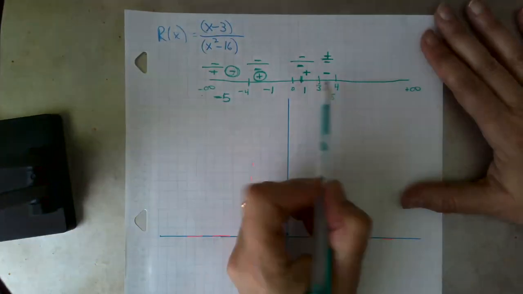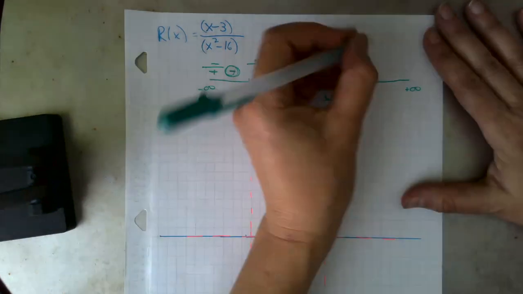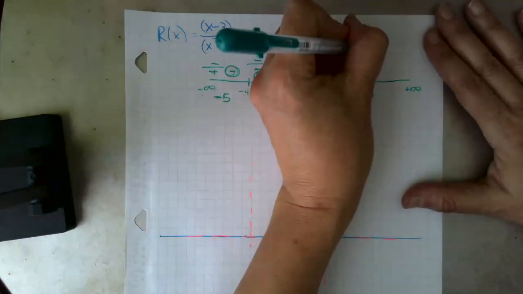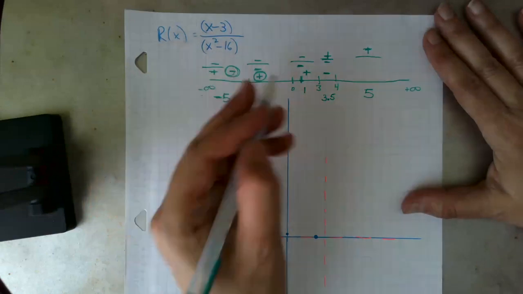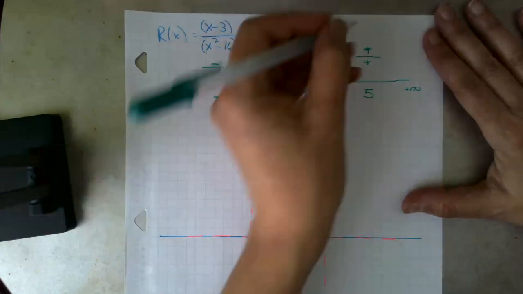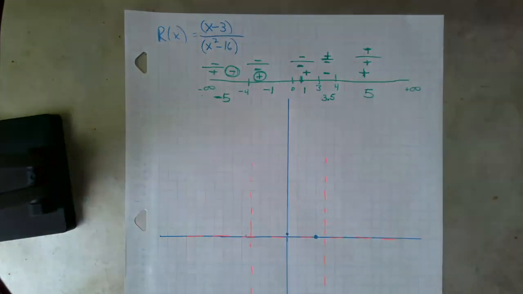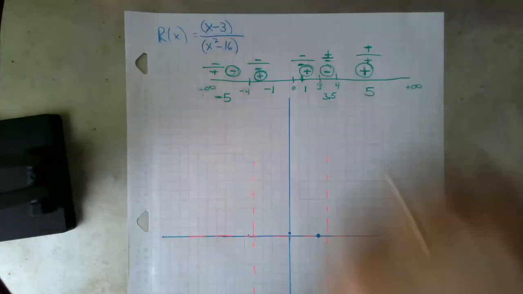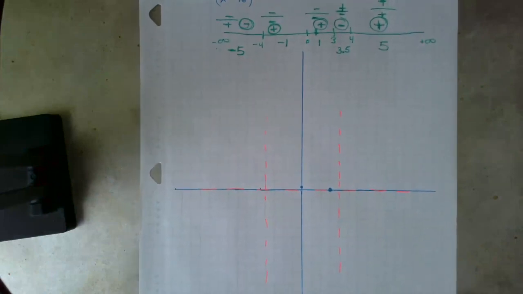And then 4 to positive infinity. Maybe I'm going to try 5. 5 minus 3 gives me a positive on the top. 5 squared, 25 minus 16, gives me a positive on the bottom. And I can expect in this range, I will be positive. So now I am going to take this information and put it into my graph.